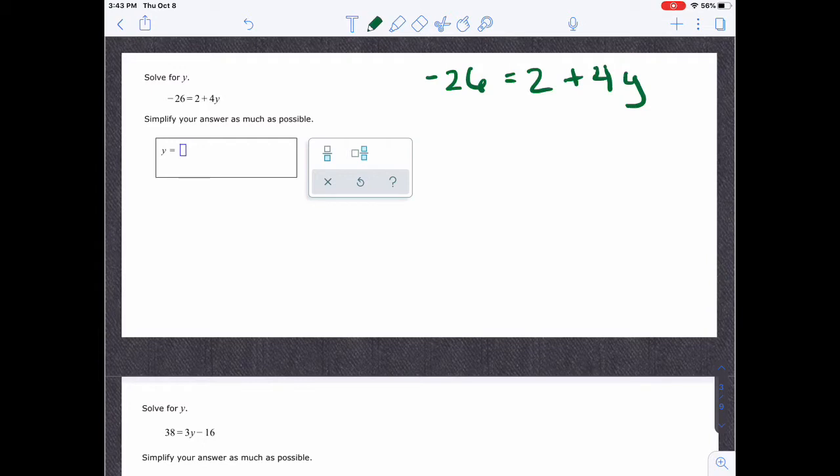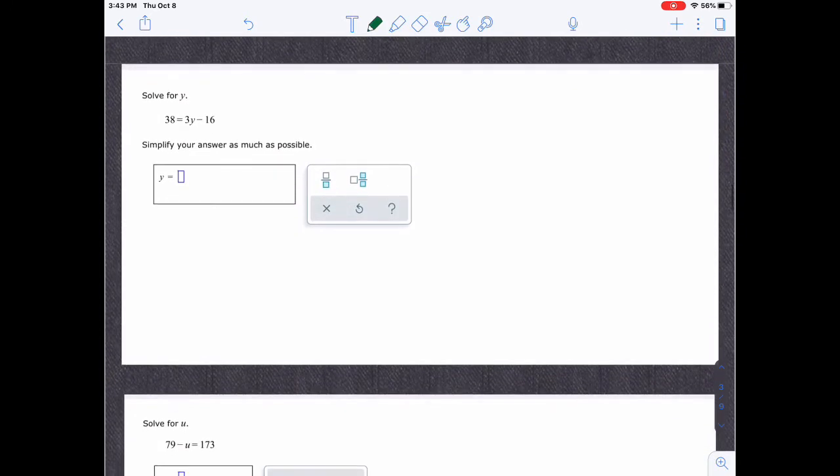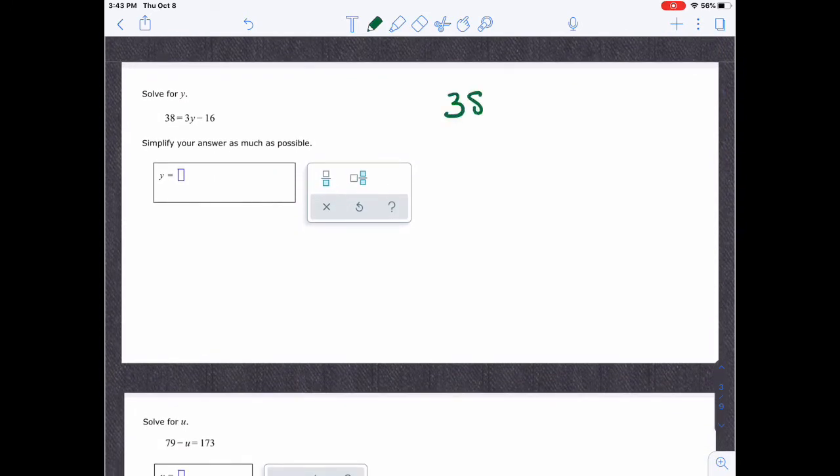I'm again looking farther away from the y to undo this 2. And I want to undo the 4. All right, so I did that without saying the properties or anything, but hopefully that's helpful. These become very predictable.